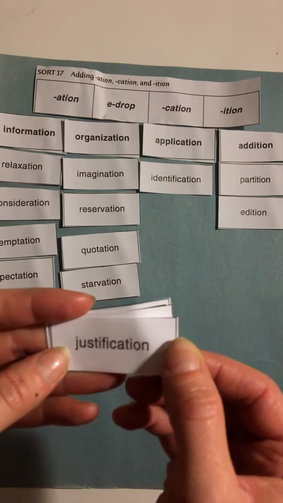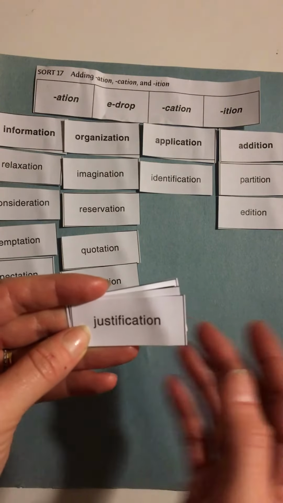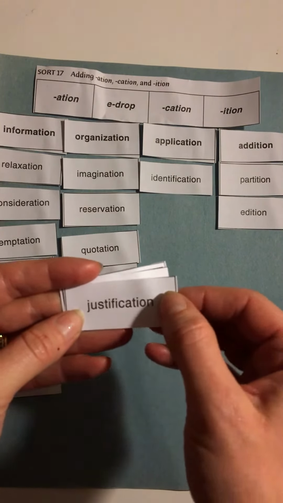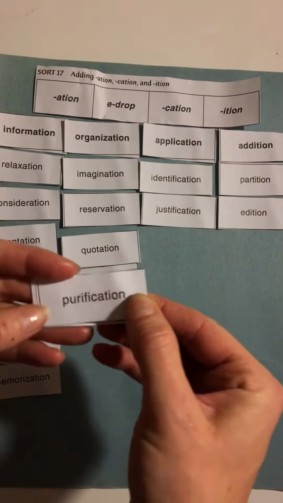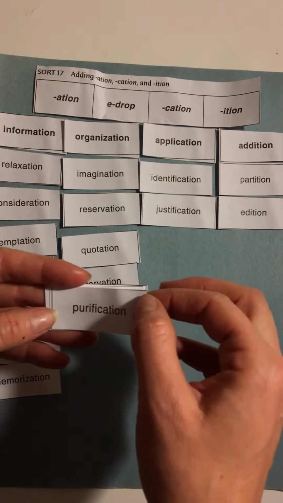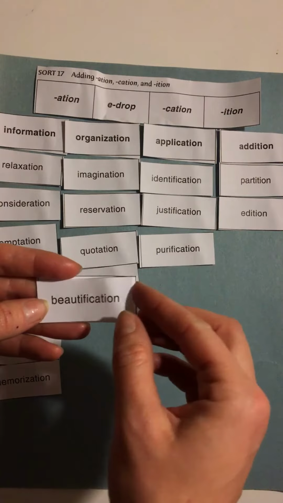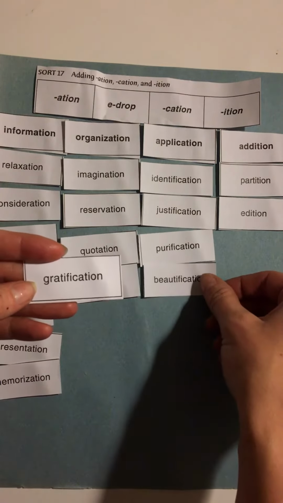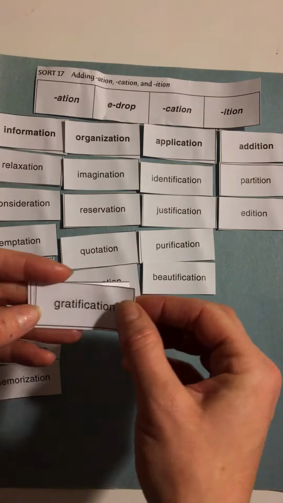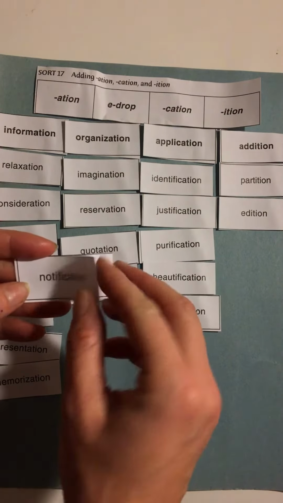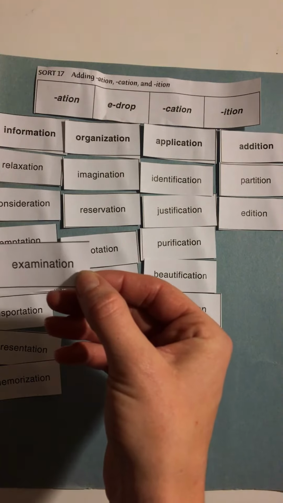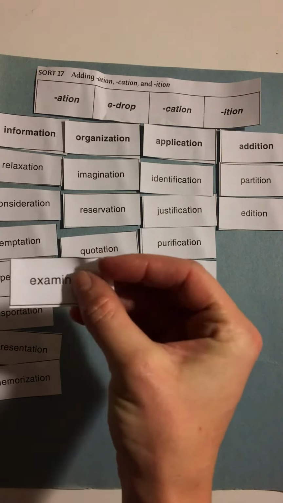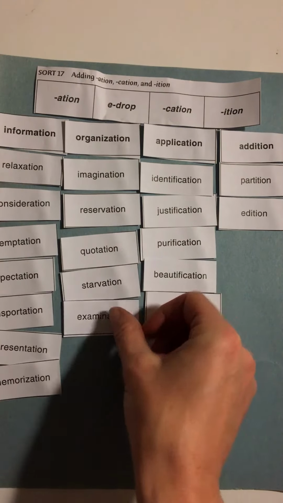Justification. Oh, look at all those syllables. Let's see, that comes from justify. We get a cation. Purification, like you might do with your water to take out anything you don't like. Beautification, to make something beautiful. Gratification. It's a feeling that you have when you're very gratified. Notification. And examination. We are adding on ation, but we're dropping an e, so it must be right there.